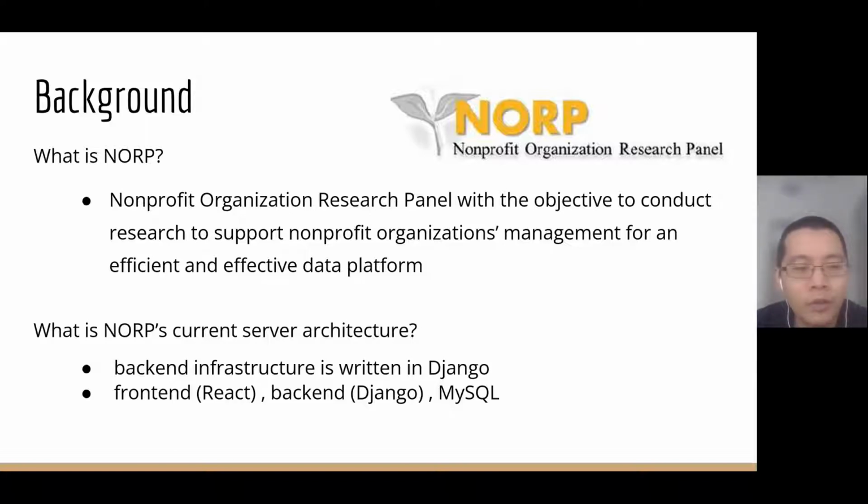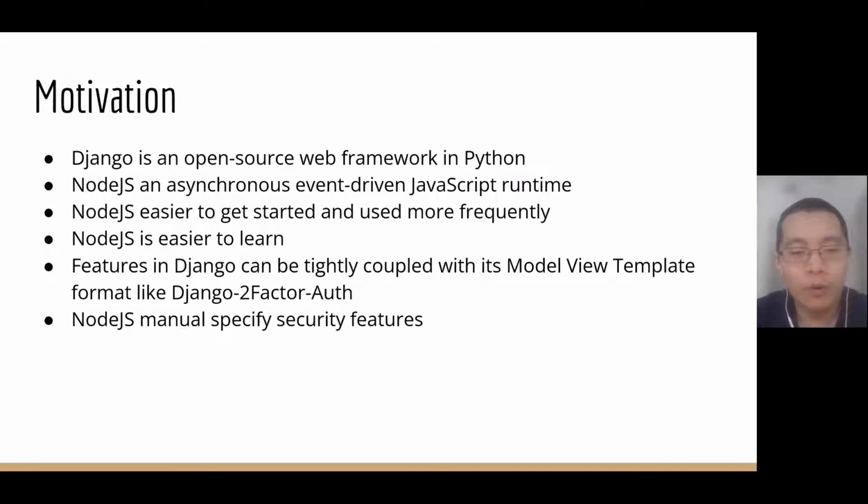Currently, the Norp server architecture is: the backend is written in Django, the front end is in React, and the database is MySQL. For our motivation, currently the Norp platform's backend architecture is written in Django, and Django is an open source web framework platform that already includes the features of user authentication, user management, and common security checks like SQL injection and clickjacking. Node.js is more of an asynchronous event-driven JavaScript runtime built on Chrome's V8 engine.